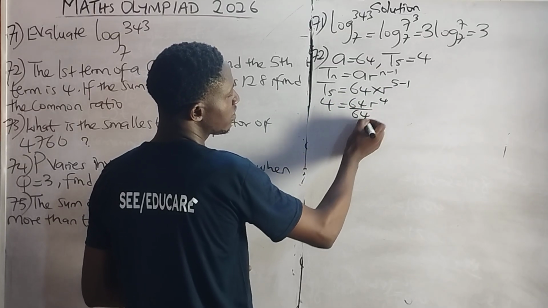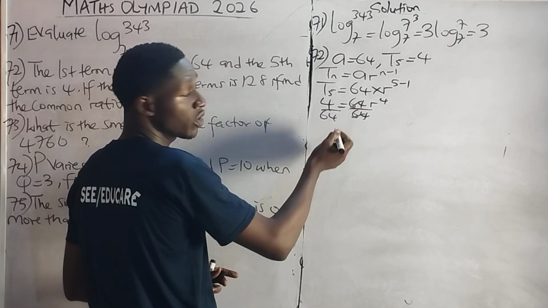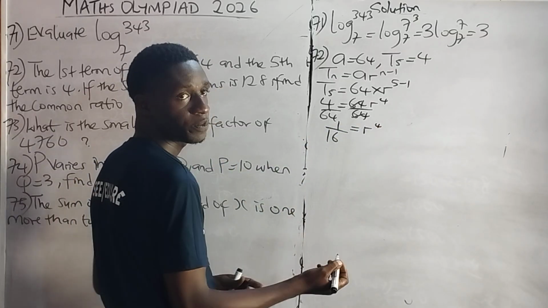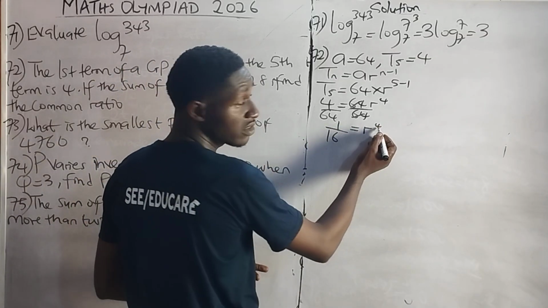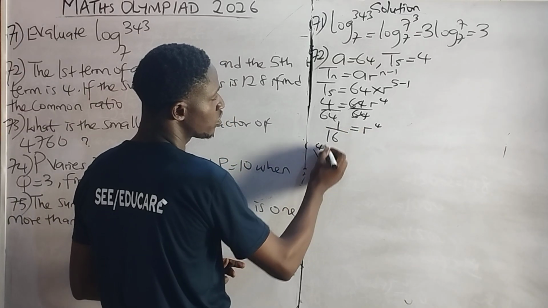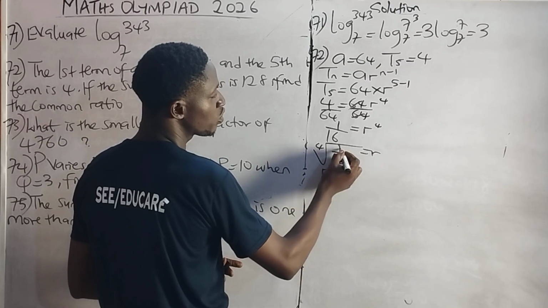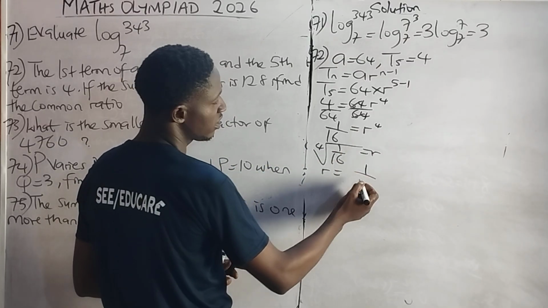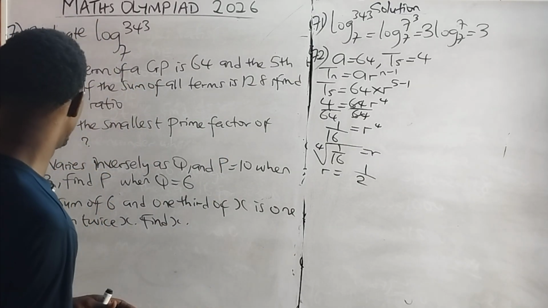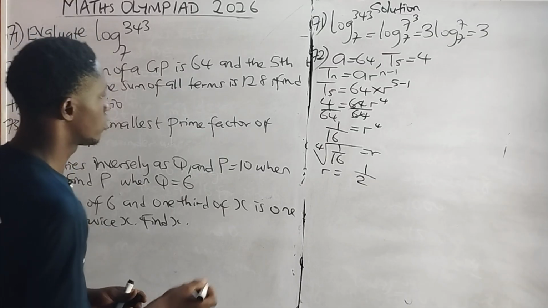Let's divide both sides by 64. This can be reduced to 1 over 16. That is, 1 over 16 is equal to r raised to the power of 4. So if this power comes here, it's the 4th root. The 4th root of 1 is 1. The 4th root of 16 is 2, because 2 times 2 times 2 times 2 is 16. So our common ratio is 1 over 2.